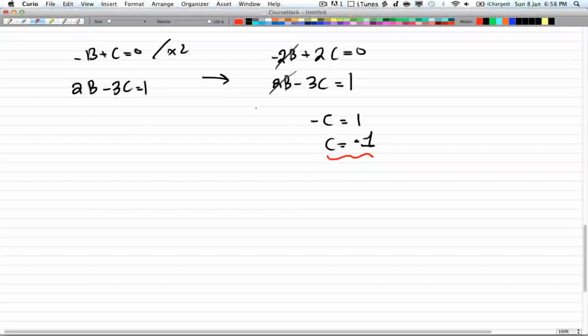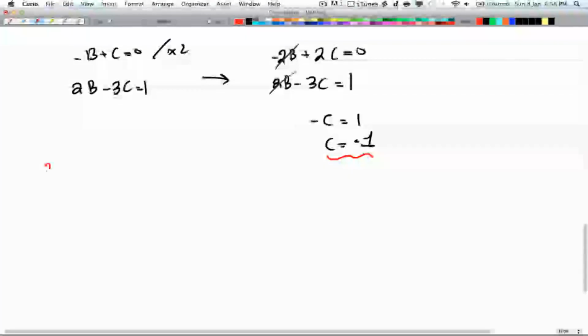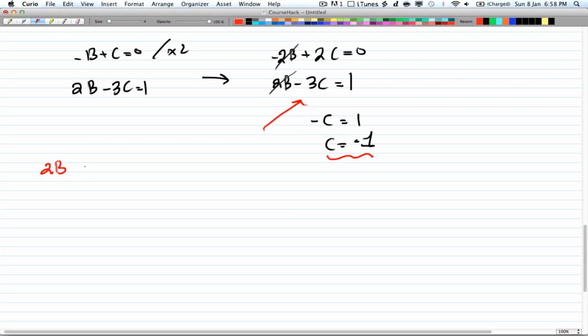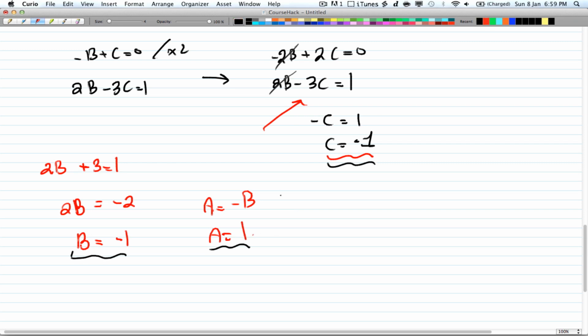So just replace that into the upper equation. You'll get 2b, replacing c is equal to minus 1 in here, plus 3 is equal to 1. And that will give you 2b is equal to minus 2. And if you divide by 2, you get b is equal to minus 1. And since we know that a is equal to minus b, therefore a is equal to 1. So here we have a, b, and c.